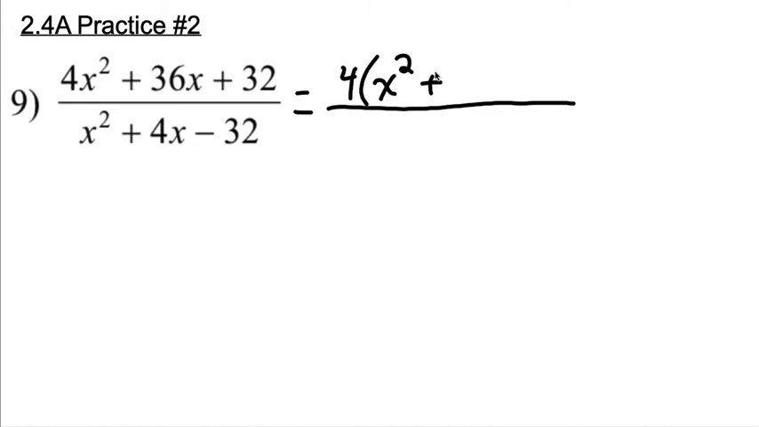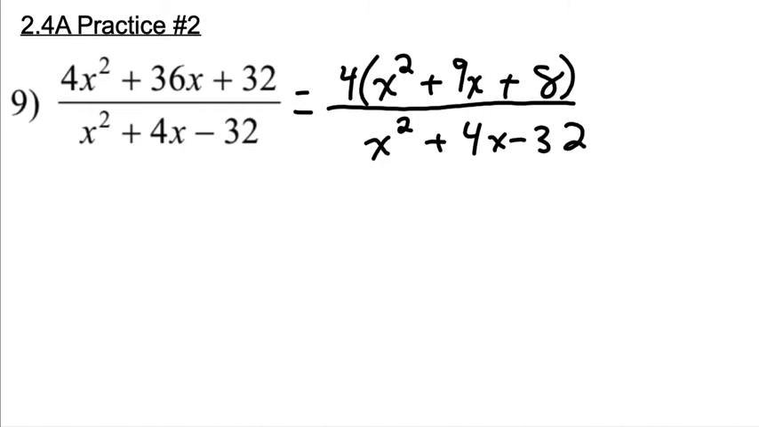Plus 36 divided by 4. What's 36 divided by 4? 9. X plus, last one, 32 divided by 4. 8. Good. All right, now on the denominator, this does not have a GCF, so I'm just going to recopy that right here and finish that up in the next step.